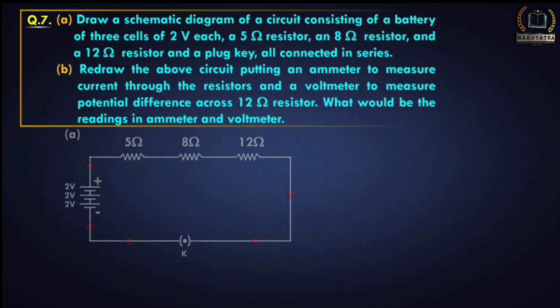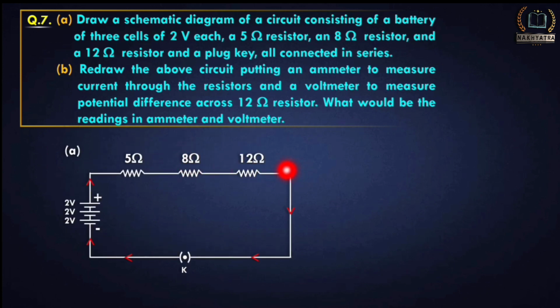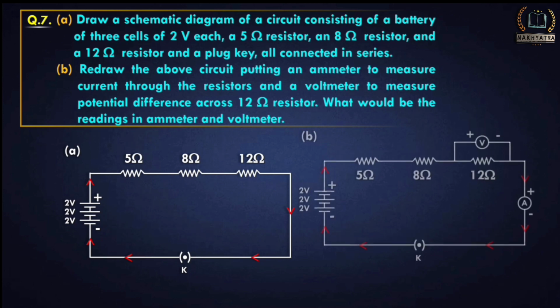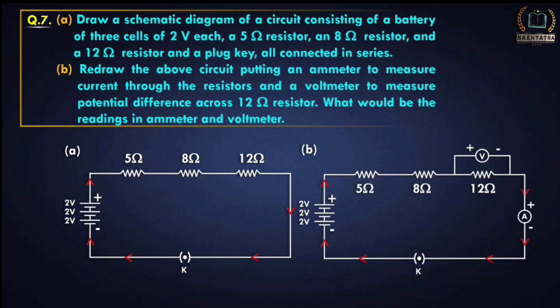Now see for 7a, this is the diagram of the circuit consisting of a battery of 3 cells, that is 2 volt, is of 2 volt. This is the plug key and these are your resistors 5 ohm, 8 ohm and 12 ohm, which all are connected in series. Now this is the circuit diagram for 7b. So see here, since all these are connected in series, we are asked to place the ammeter here. So we place the ammeter here and the voltmeter here so that we can measure the potential difference across 12 ohm resistor. Is that clear?